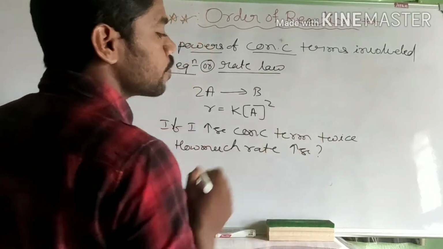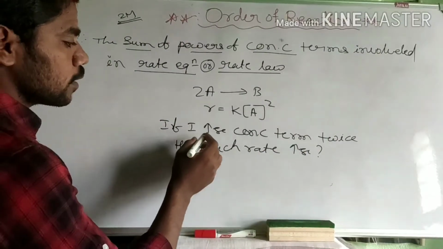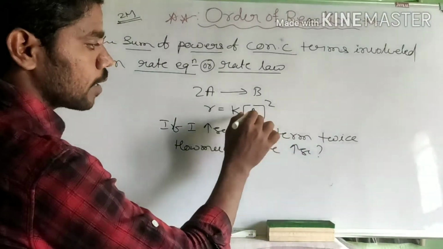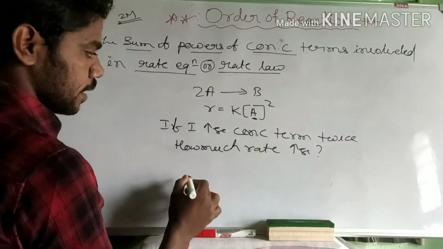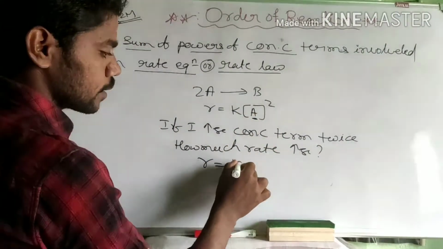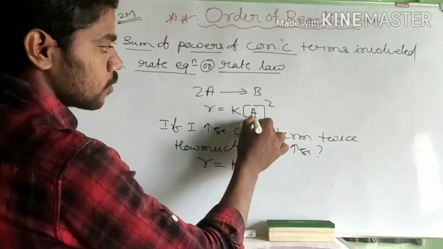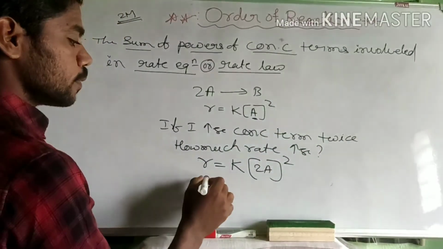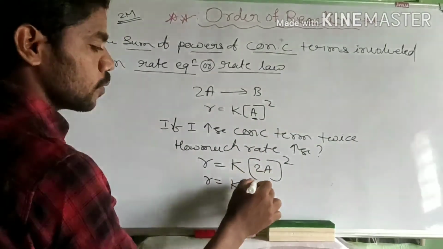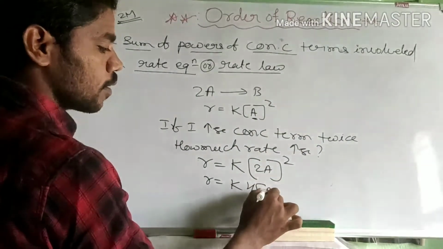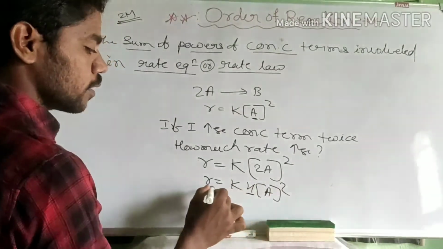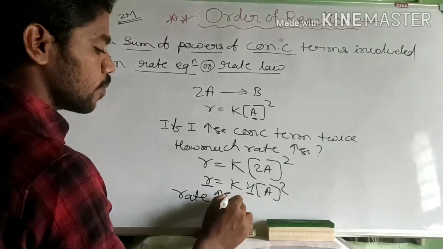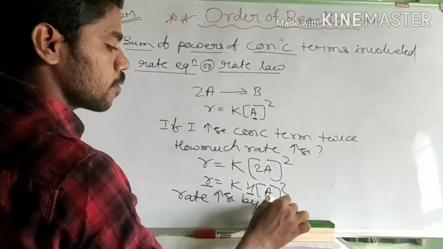Question. See what is in the question: if I increase the concentration term twice, that is, we increase the concentration term twice, then what happens to the rate? Rate equals K into concentration, A twice, that is 2A, therefore squared. Therefore, R equal to K into 4A square. Therefore, this is 4. Therefore, rate of increase is 4 times. Rate increased by 4 times.